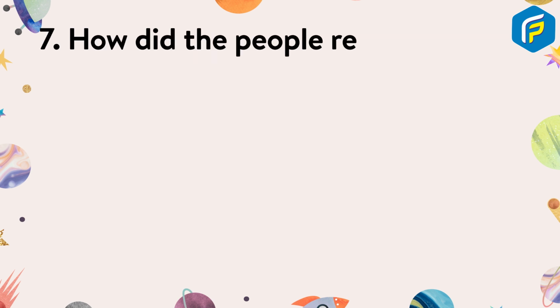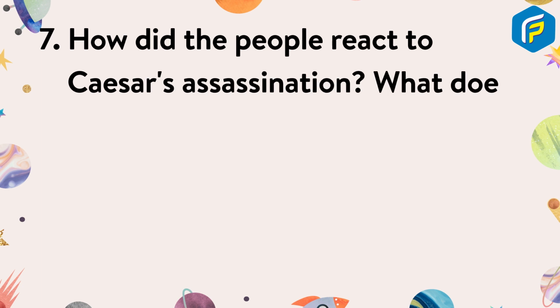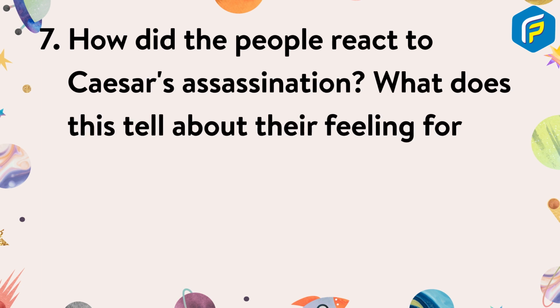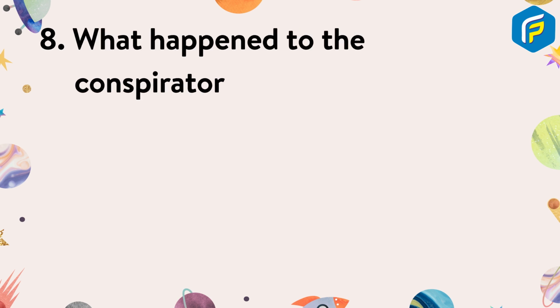Number 7. How did the people react to Caesar's assassination? What does this tell about their feeling for Caesar? Answer. Antony addresses the Romans. He is able to convince them that Caesar was not a dictator and that he loved them. He instigates them to revenge. Number 8. What happened to the conspirators at last? Answer. The conspirators flee in terror. The war begins. The armies of Caesar and Antony clash with those of Brutus and Cassius. Brutus and Cassius are defeated and both commit suicide.